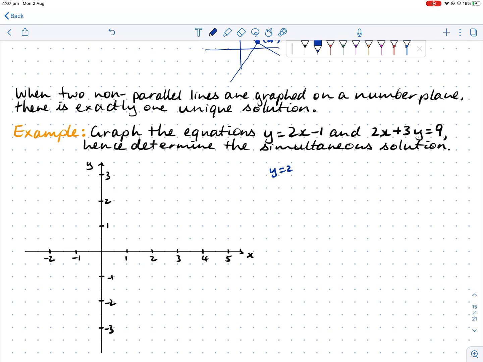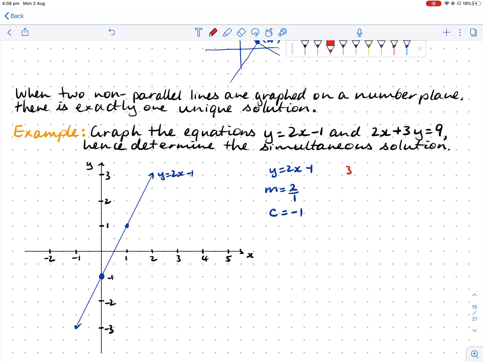So let's start with y equals 2x minus 1. We can use the gradient-intercept form to work out the equation of the line here. We know the gradient is 2, well that's 2 over 1, because we need rise over run, and our c value, or our y-intercept, is negative 1. So we're going to start at negative 1, go 2 units up, 1, 2, and 1 unit across, and then mark a point here. So the line that we're looking at goes like this. So that's y equals 2x minus 1.